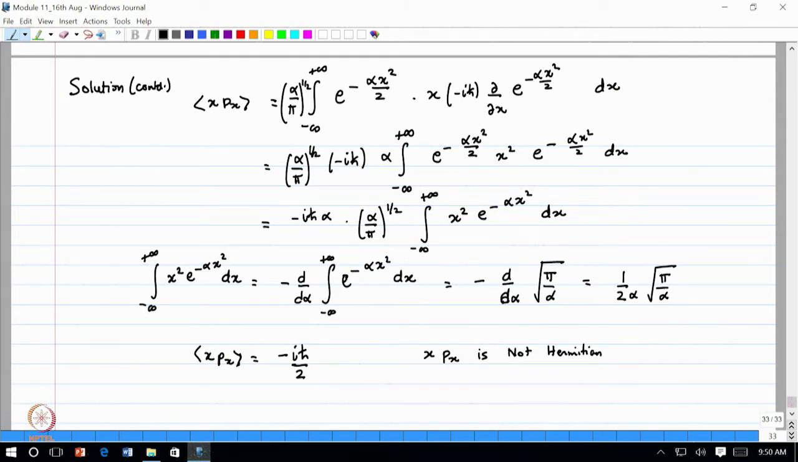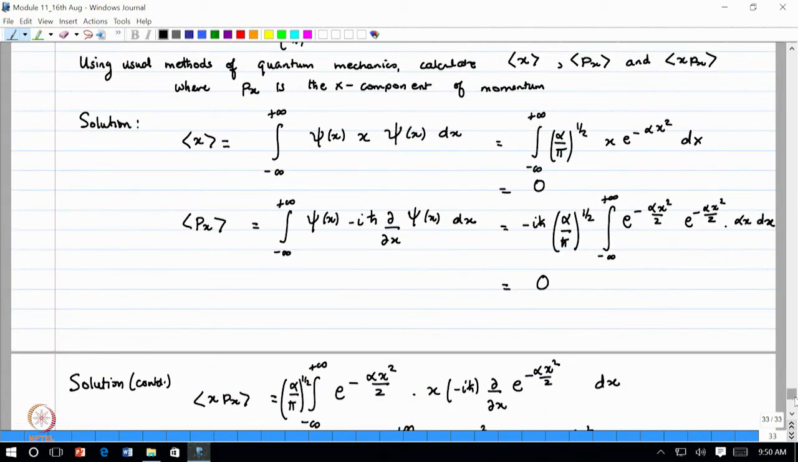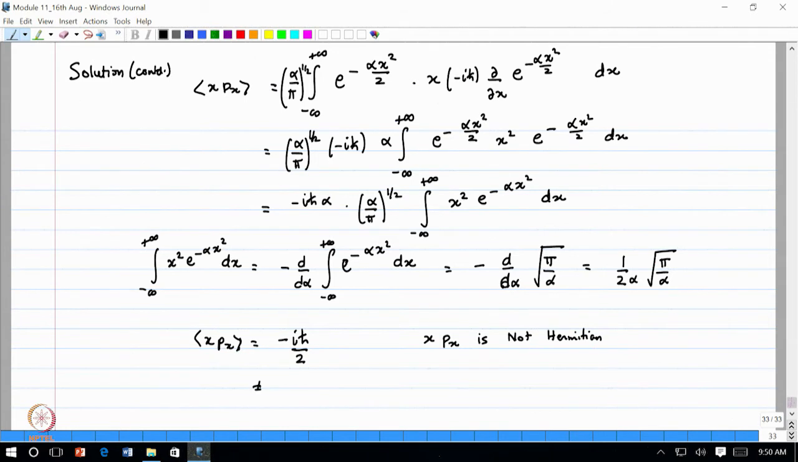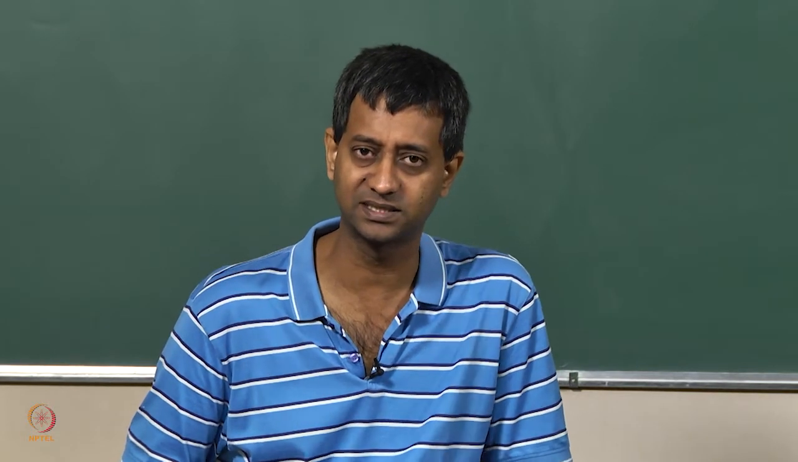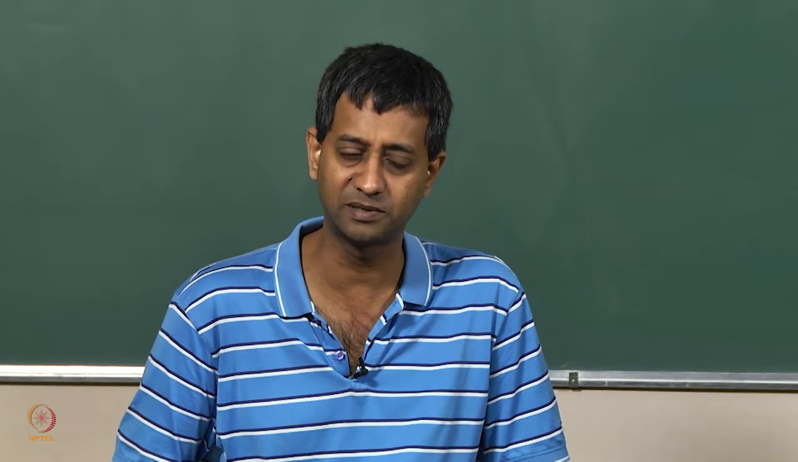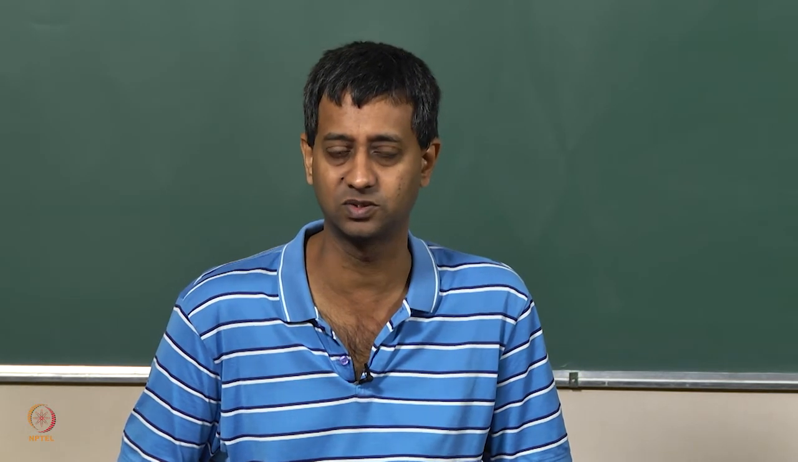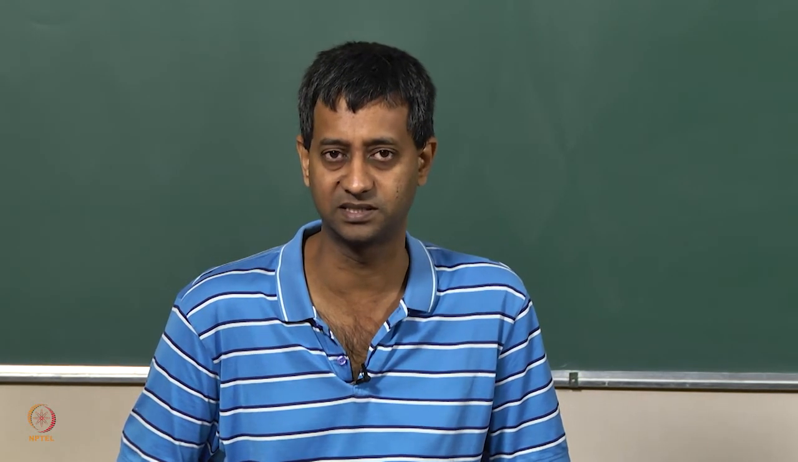So I now also notice that the average value of x and the average value of px are 0. So the average value of x px is not equal to the average value of x times the average value of px. In this case, you would say that x and px are correlated in some sense. But we should also keep in mind that x times px is not a Hermitian operator, so things will be quite different in this case.